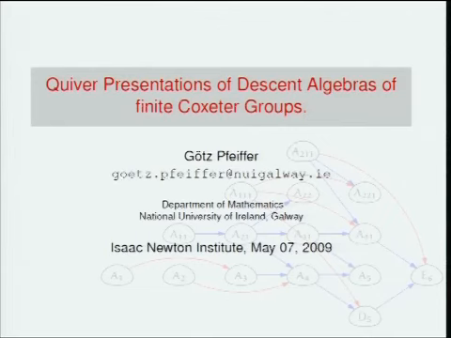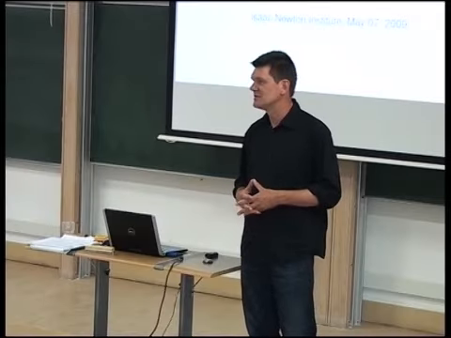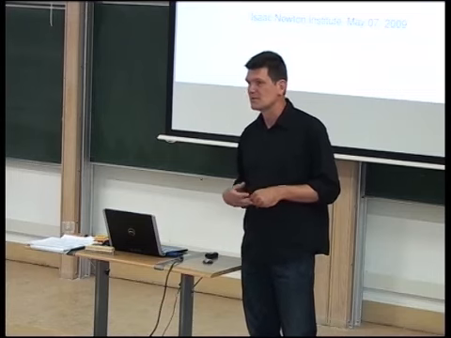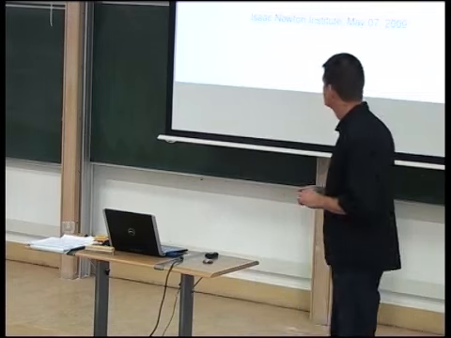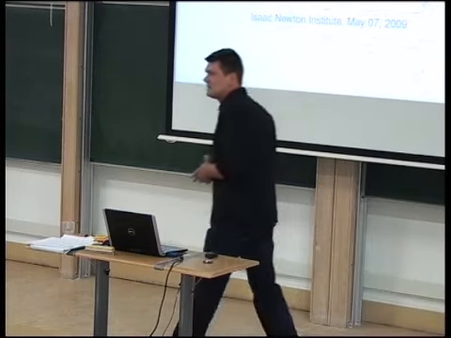Descent algebras are subalgebras of the group algebra of a finite Coxeter group. They were discovered by Louis Solomon in 1976. And they provide a natural explanation for a formula that he actually proved 10 years earlier, which expresses the sign character of the Coxeter group in terms of permutation characters on parabolic subgroups. It's an interesting object to study in its own right.